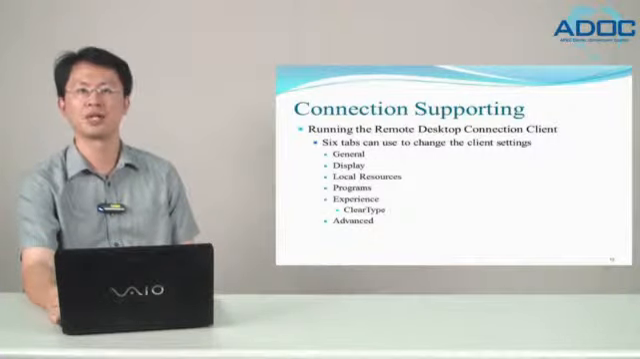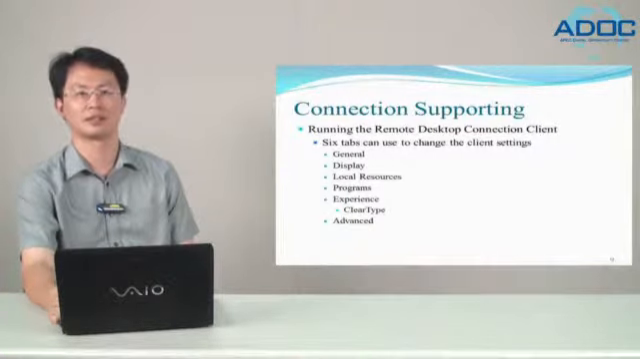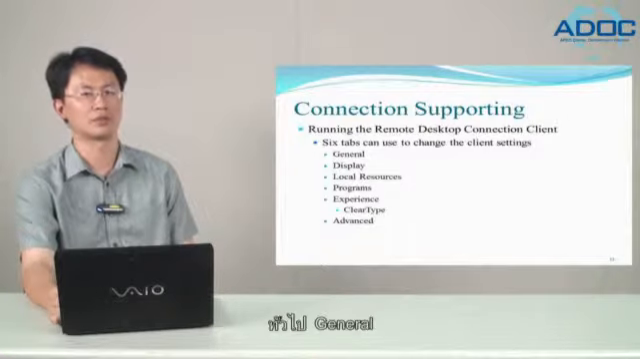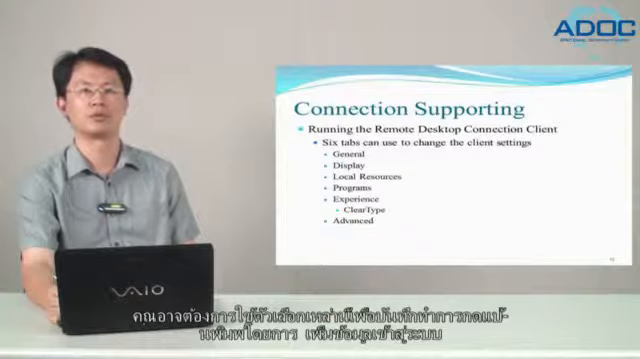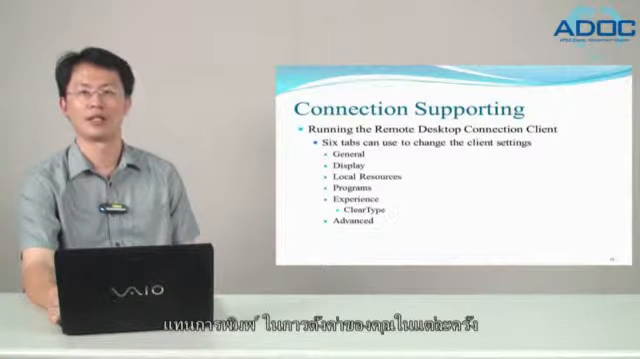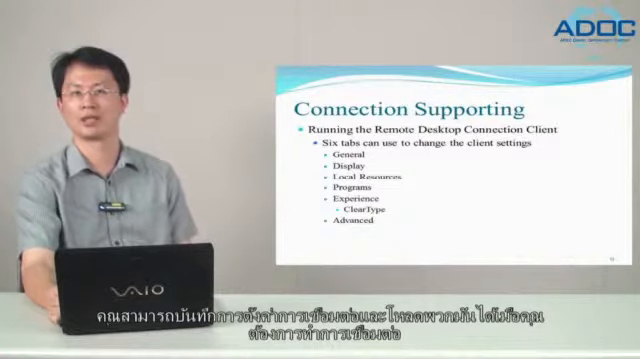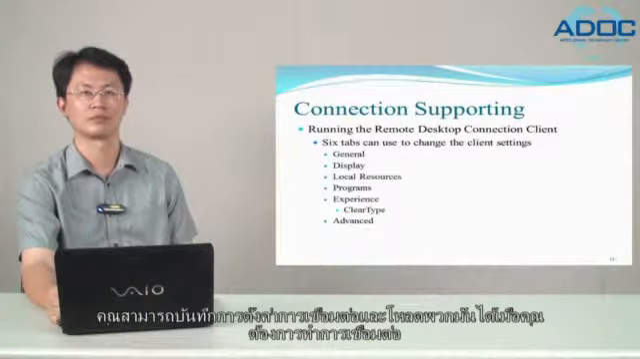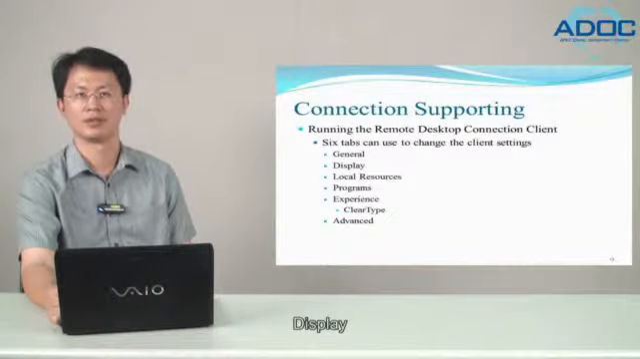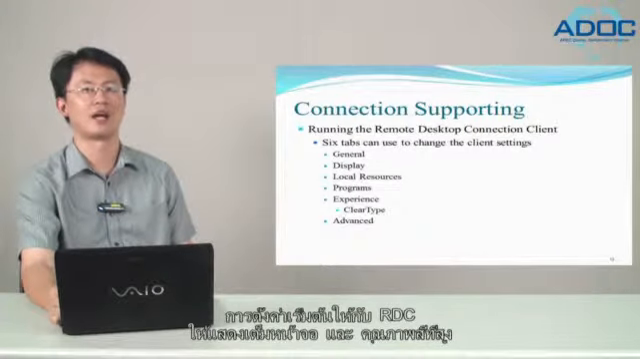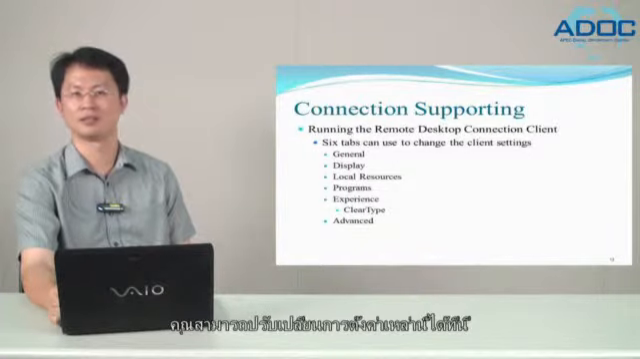There are six tabs you can use to change the client settings. General. You might want to use these options to save keystrokes by adding logon information. Rather than typing in your settings each time, you can save the connection settings and load them when you want to make a connection. Display. The default settings for RDC are full screen and high color, and you can modify this setting here.